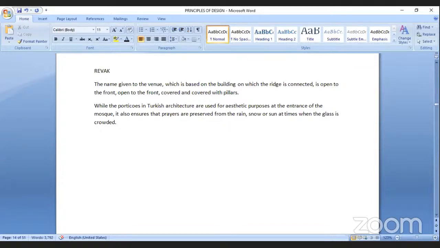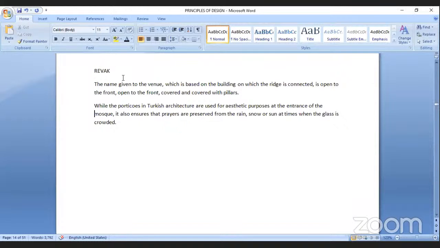A colonnaded walkway. Entrance of a building? No, not the entrance of a building. It is a porch, most usually covered by columns. In front there will always be columns, meaning it looks like it is open from the front. In mosques and all, they have this. It's not a room. It's a porch which leads to the entrance.